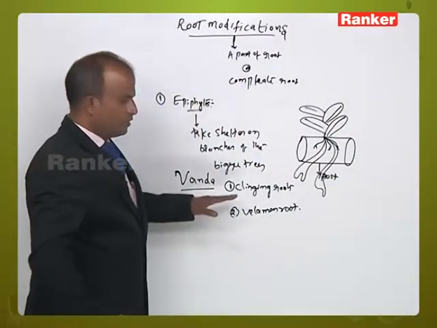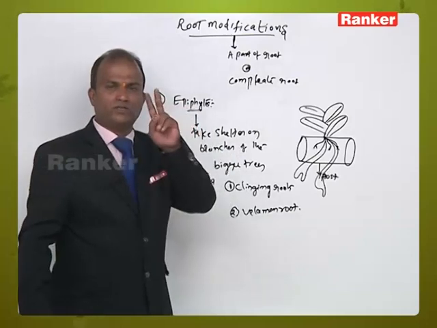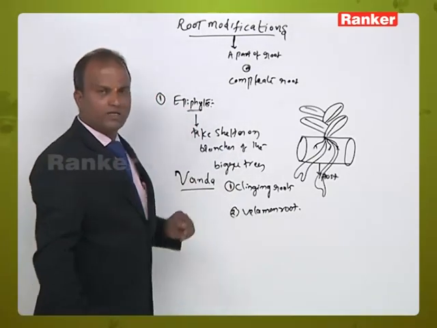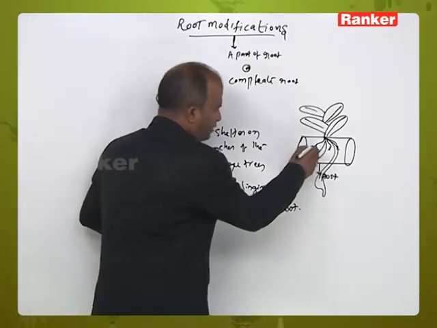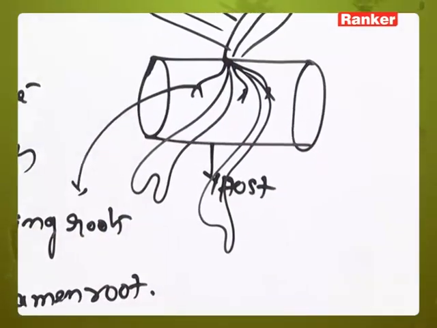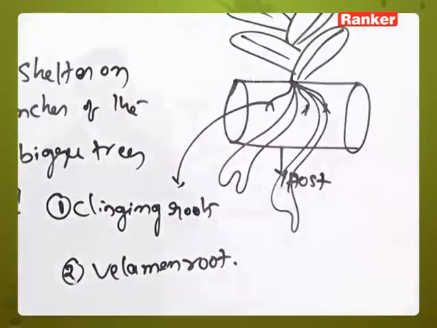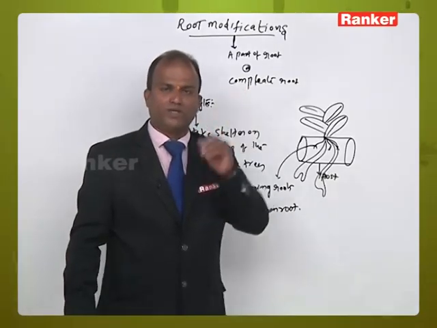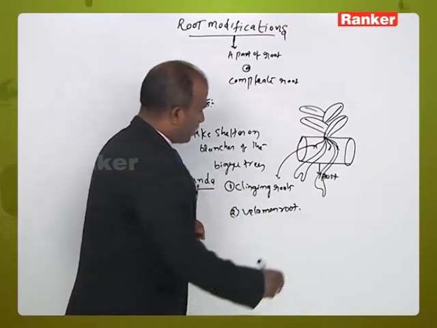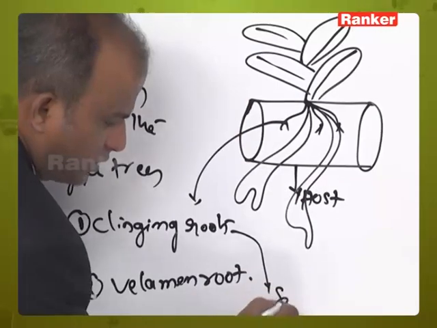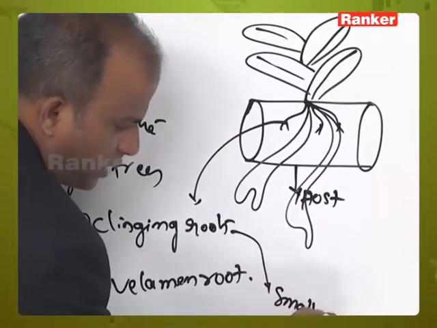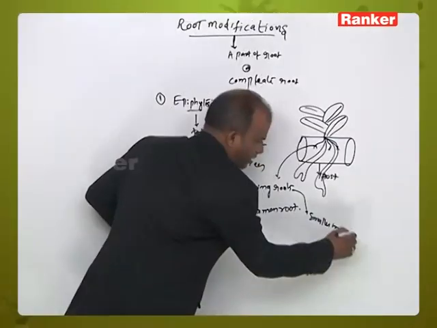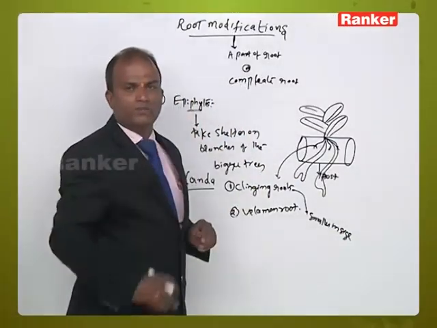Now, morphologically the roots are of two types in vanda. Of that, one is clinging roots. These clinging roots are smaller in size compared with velamin roots.